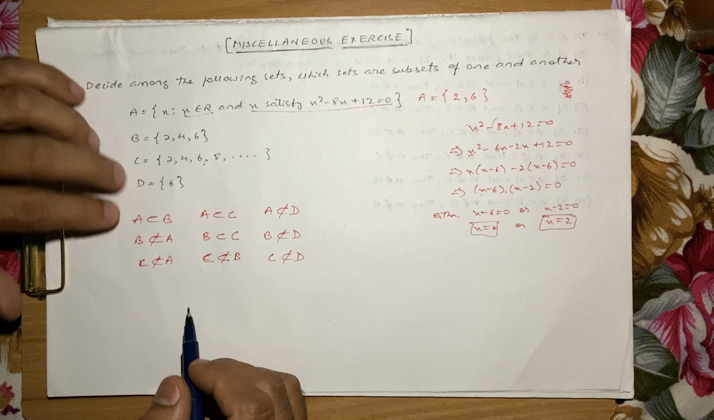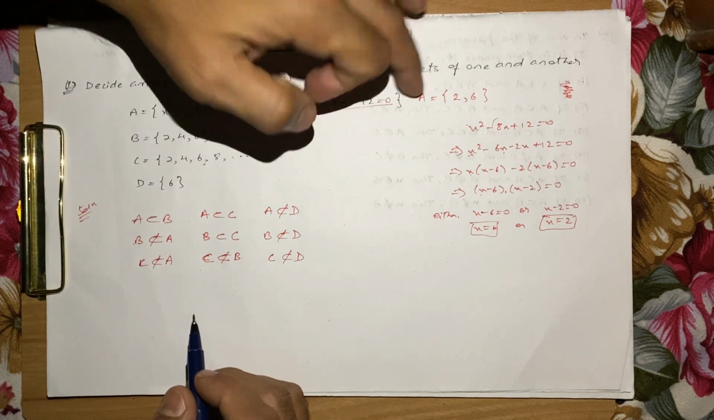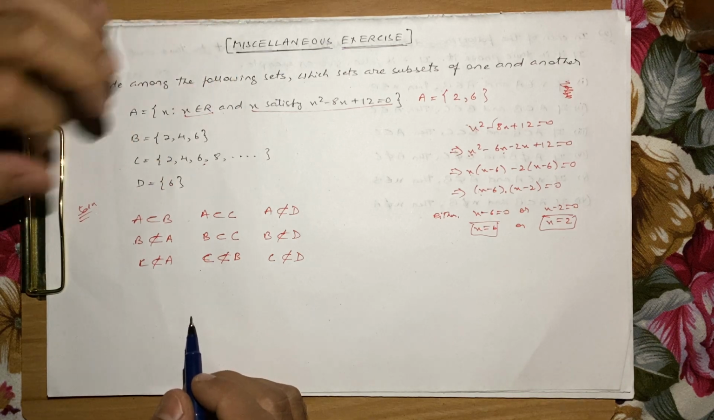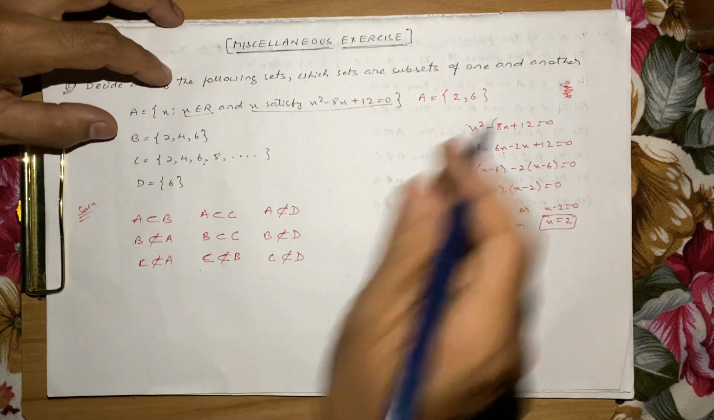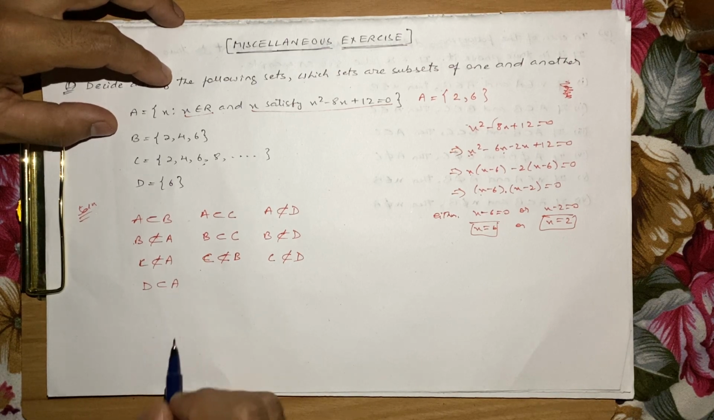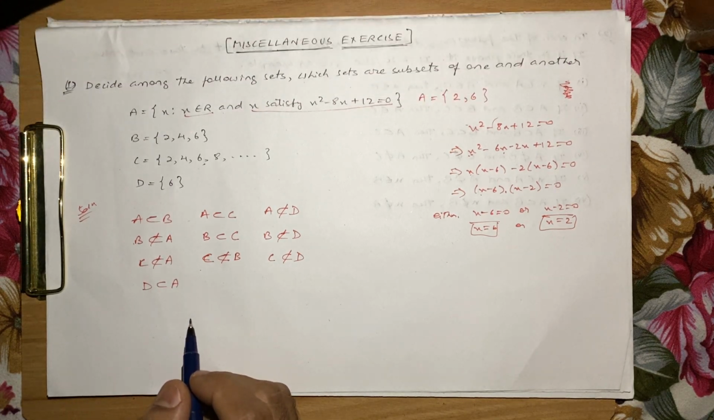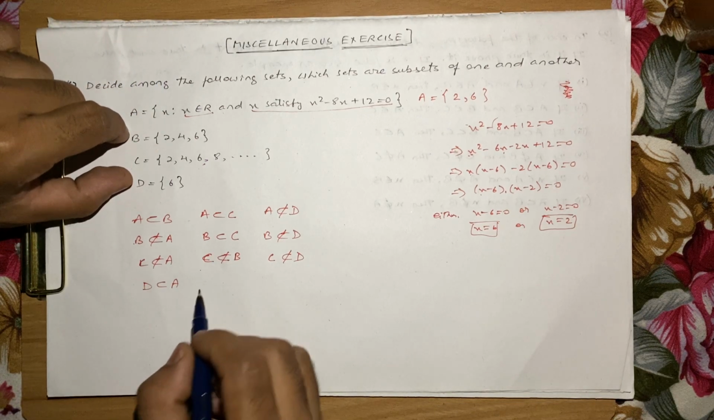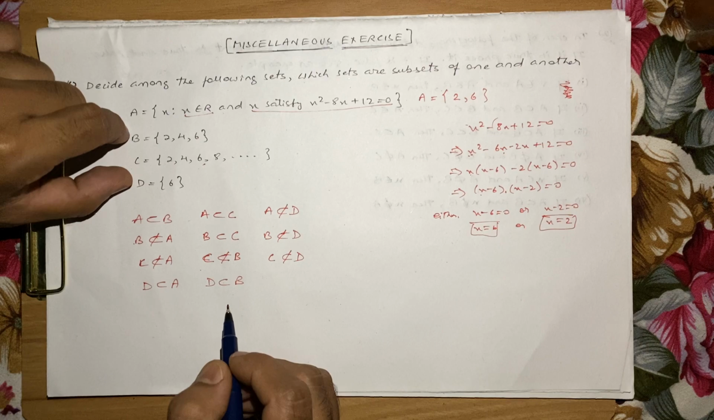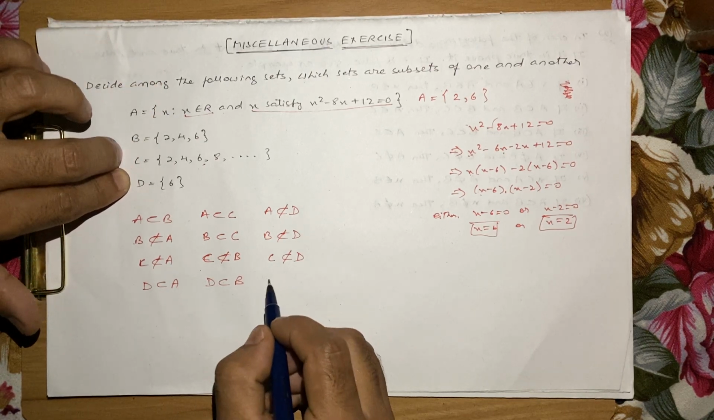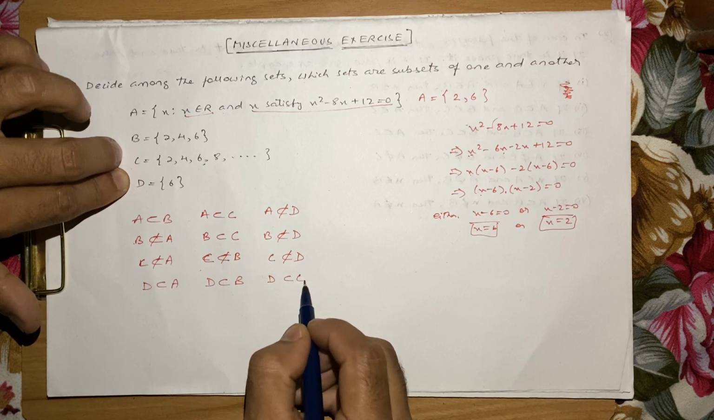Now let's compare D. All the elements of D are present in A? Yes. D has just one element. This is a singleton set, and all the elements that are present in the set D are present in the set A. Okay. A has something extra. So D is a subset of A. In fact, a proper subset of A, because the set A has something extra. A becomes a superset here. Now all the elements of D are present in B? Yes. So D is a subset of B. Okay. And all the elements of D are present in C? Yes. So D is also a subset of C.